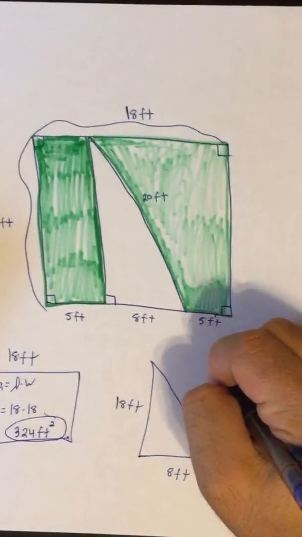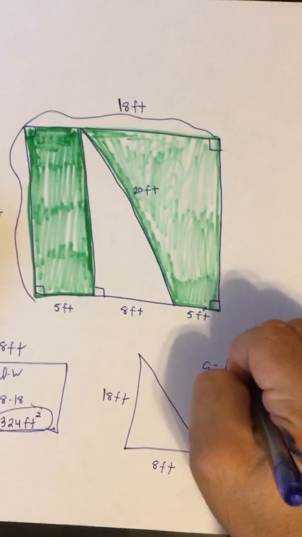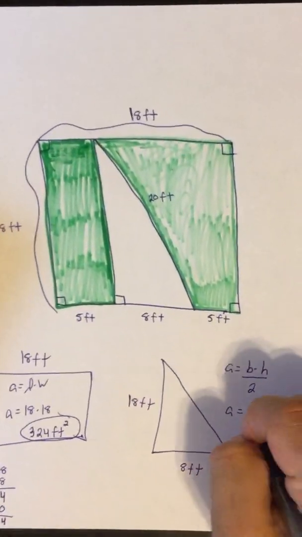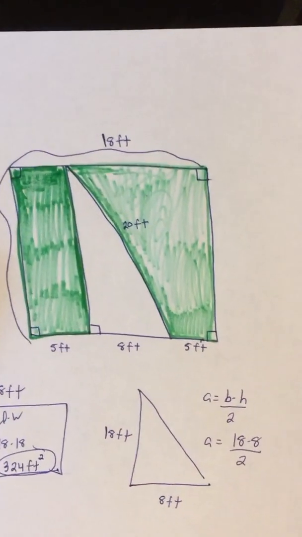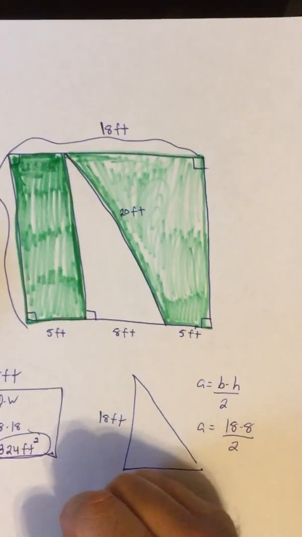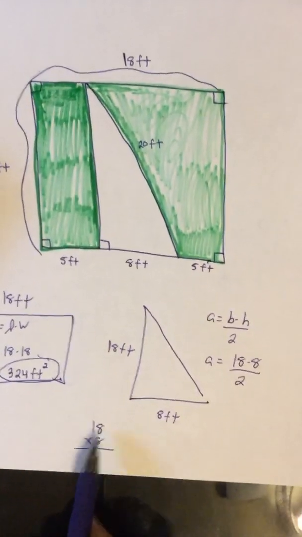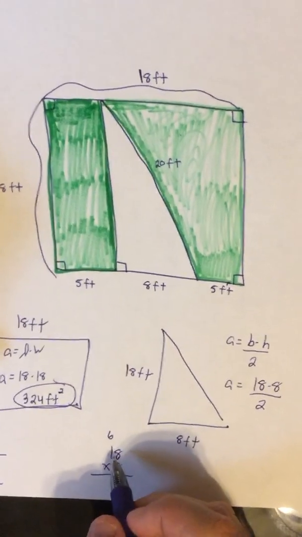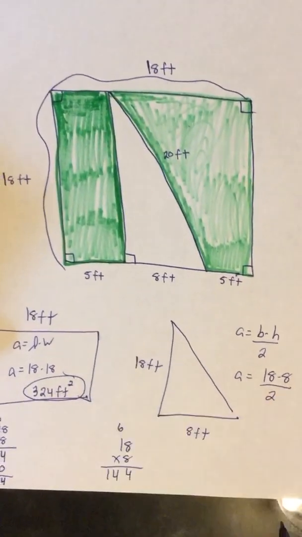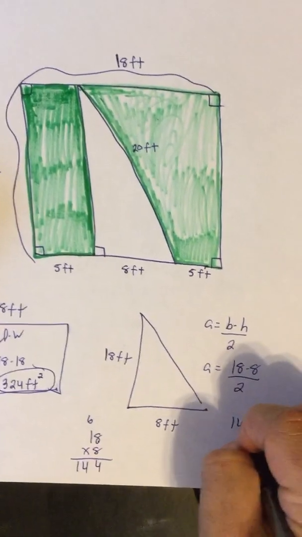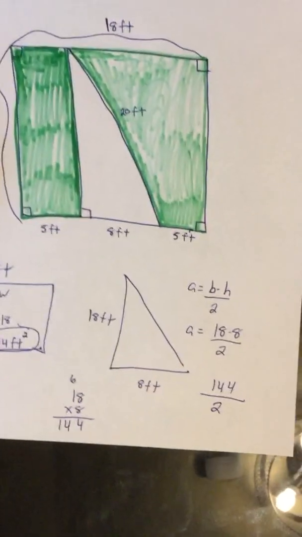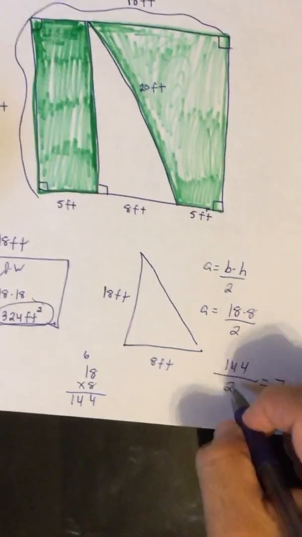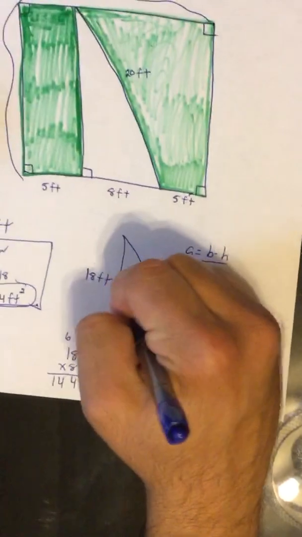The triangle, base times height divided by 2. So 18 times 8 divided by 2. Let's do this. 18 times 8. 8 times 8 is 64. 8 times 1 is 8, plus 6 is 14. But I have to take the 144 and divide it by 2. Well, half of 14 is 7. Half of 4 is 2.